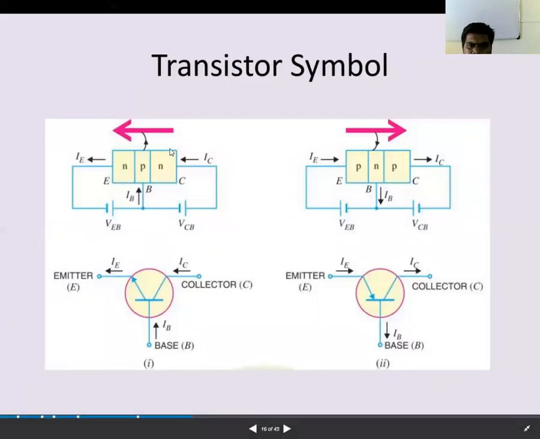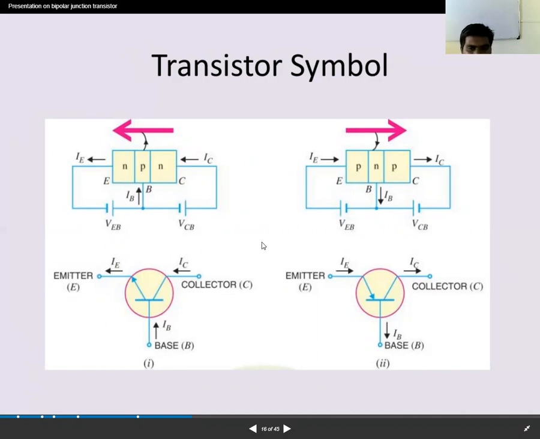Now, this is what the typical symbol of a transistor looks like. This is the NPN, with NPN layers and two junctions. This is the PNP. The current is flowing from IE to IC here, and here the current is flowing from IC to IE, and some small base current is also there. And this is the main symbol.